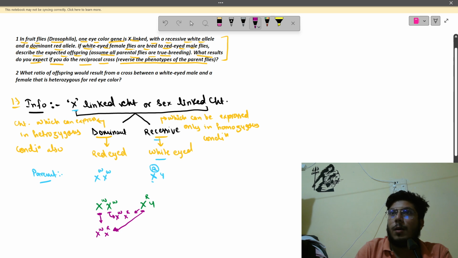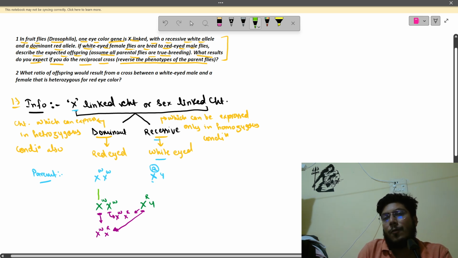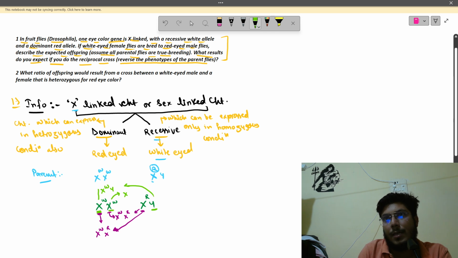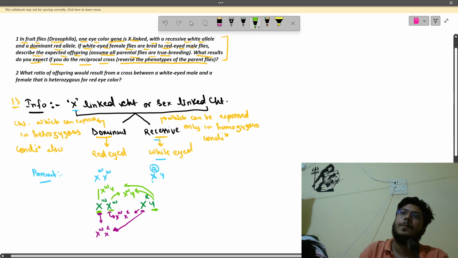Now for the male child, I am going to use light green. For the male, the X chromosome will be contributed by the mother and the Y chromosome will be contributed by the father. So in the case of male, we are going to have a condition like this.